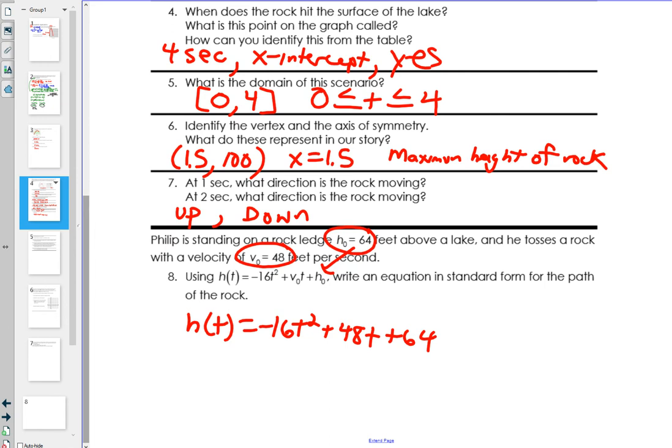What's A in standard form here? Negative 16. What's B? 48. What's C? If you understand the characteristics of a parabola, on all of these problems where you have a projectile that's going up and then coming down, what do you think all of those functions should have in common? Very good. A is negative because they're all going to be facing down.